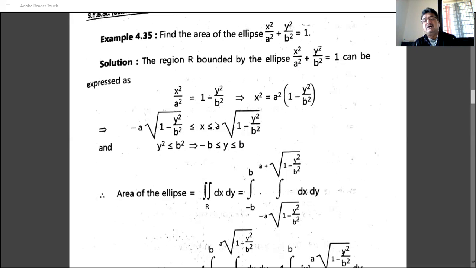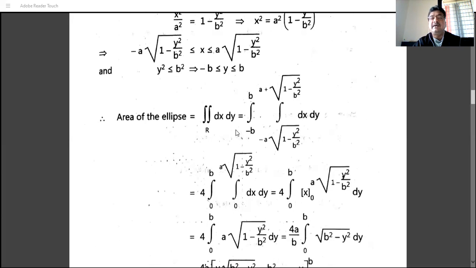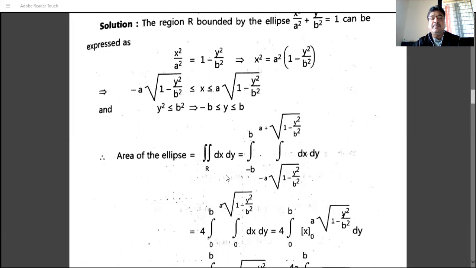So another procedure is, instead of first finding the value of x, find the value of y, and then substitute y as 0 and find the two values of x. So apply any one procedure. Then the area of the ellipse is the double integration dx dy over R.